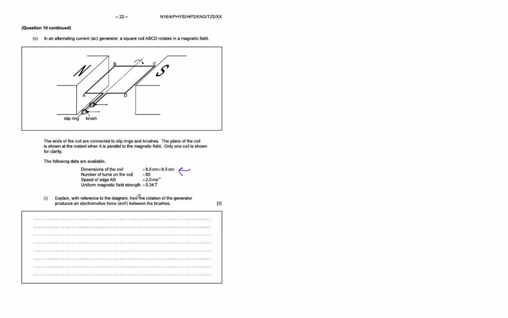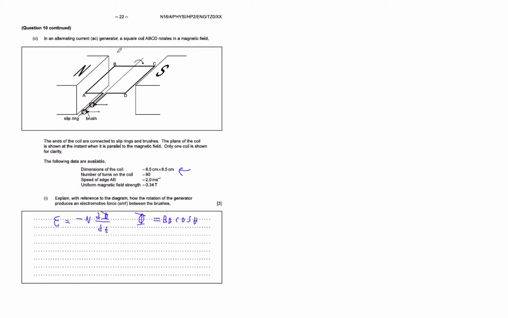Okay, so explain with reference to the diagram how the rotation of the generator produces electromotive force between the brushes. If I had to explain this, they didn't list this in the mark scheme, but remember that EMF is minus N dΦ/dt, right? Well, flux is BA cos theta, right? Well, theta is changing, so if theta changes, then the flux changes. That's what's going on there.